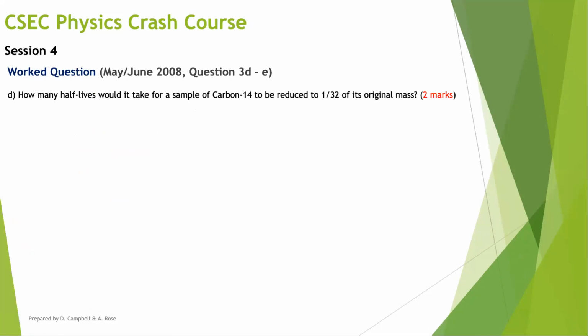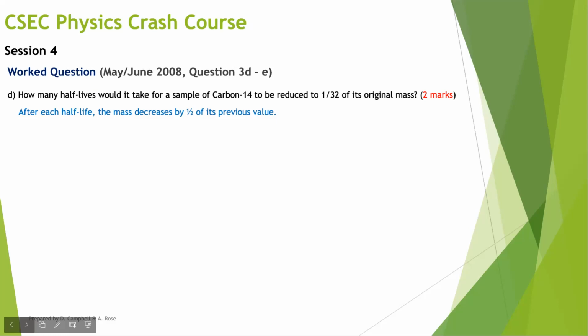So this is another question. This is from the 2008 May-June paper. We're looking at questions 3D to E. It asks how many half-lives it would take for a sample of carbon-14 to be reduced to 1 over 32 of its original mass. Now remember, we just mentioned earlier that for every half-life, the amount decreases by half.